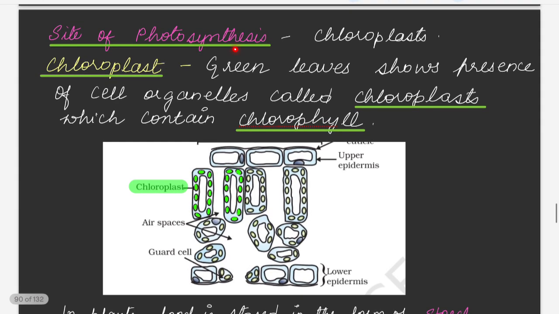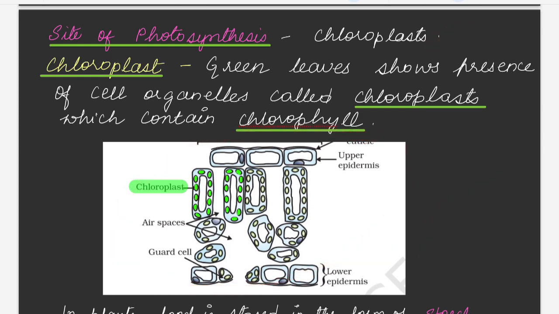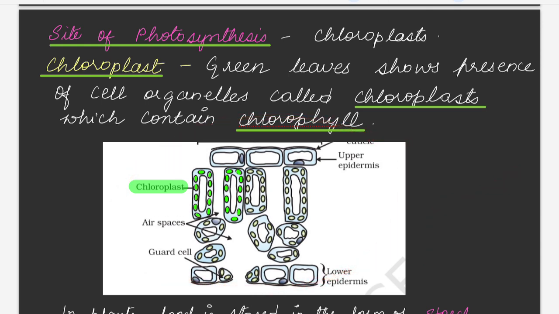Next, coming to the site of photosynthesis, meaning where this photosynthesis will take place. Photosynthesis will take place in the chloroplast. So chloroplast is a cell organelle. Where is it present? You can see here, take a leaf. If you take a green leaf and take a cross section, a small part of the leaf, the cross section of the leaf looks like this. So let us see what parts are present in the leaf.